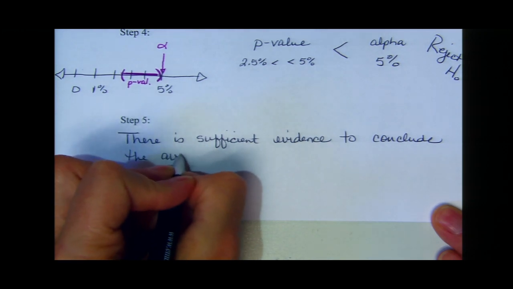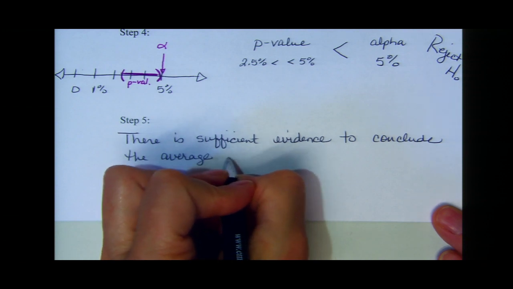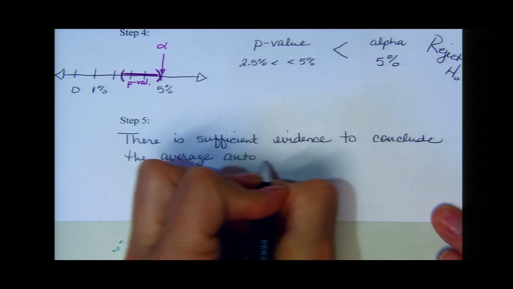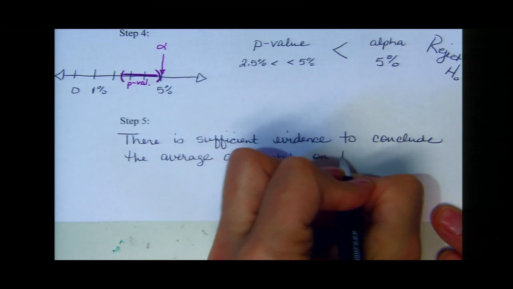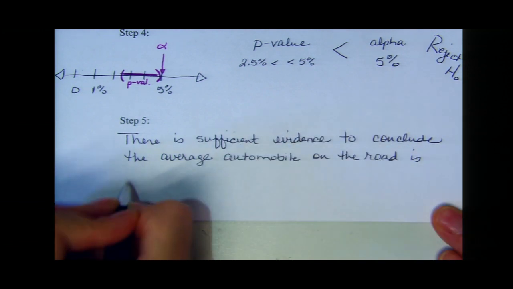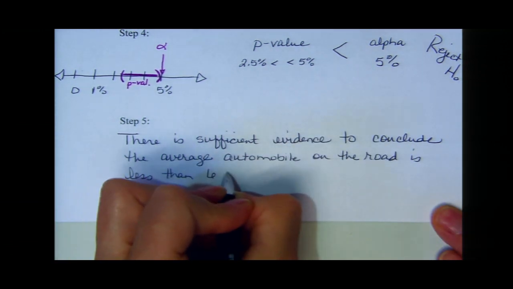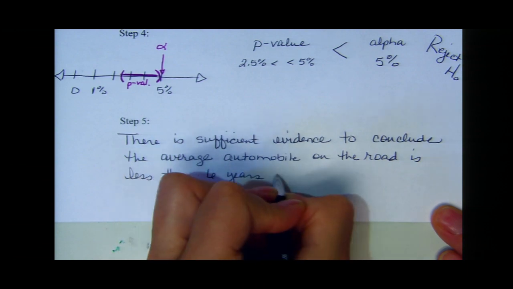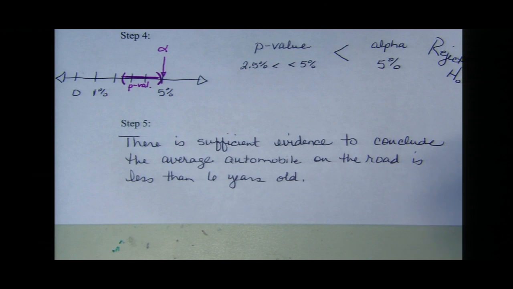the average automobile on the road is less than 6 years old. So that is 2 examples of all 5 steps.